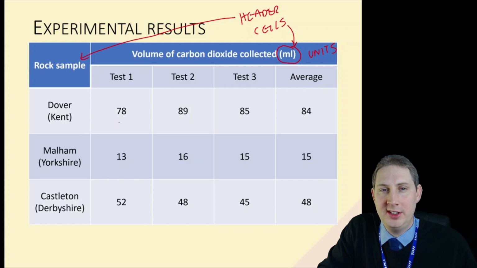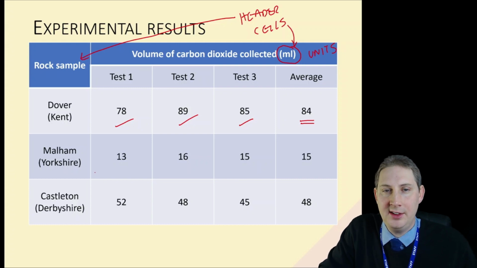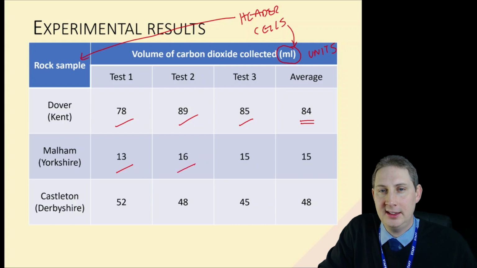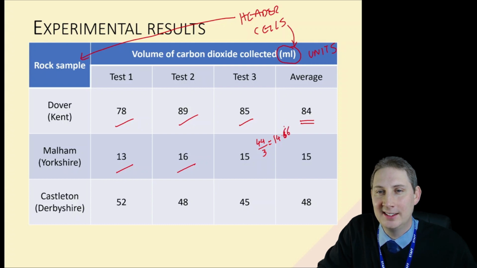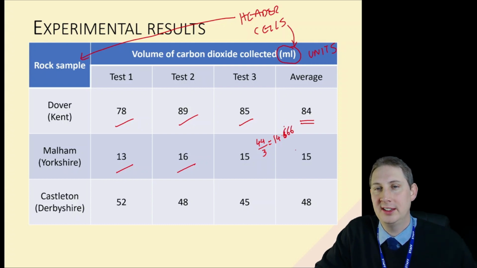So these are the ones you saw in the video, 78 millilitres, 89 millilitres. The third run was 85 millilitres, and that averages quite nicely to 84. Here, 13 plus 16 plus 15, again you saw these two, 13 and 16. Well, if you add up all of those numbers, you end up with 44. 44 divided by 3 is 14.666, so on. 14.6 recurring.